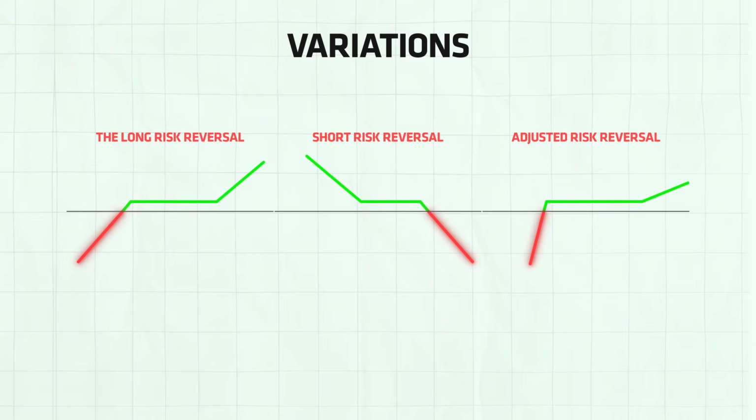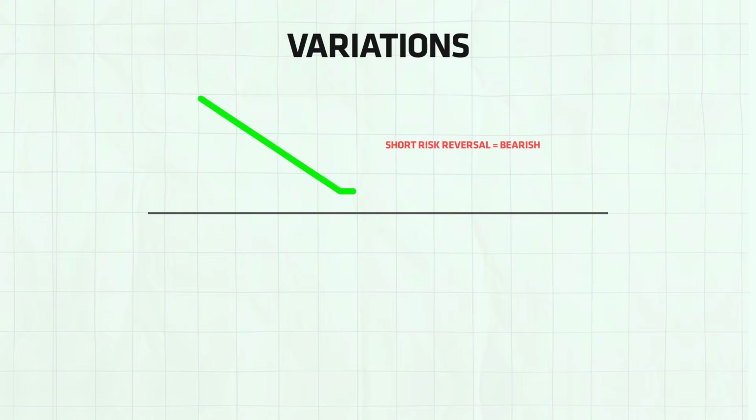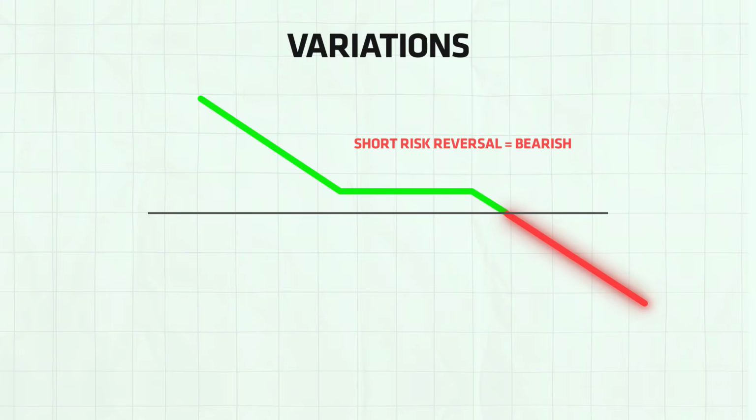For instance, you could sell 2 puts and buy 1 call. Let's start from the short risk reversal. Here, you just flip what you did earlier. You buy a lower put and sell a higher call, both out of the money. That's a bearish risk reversal. Same idea, but for downside moves.